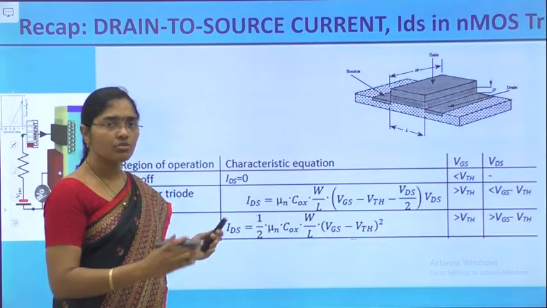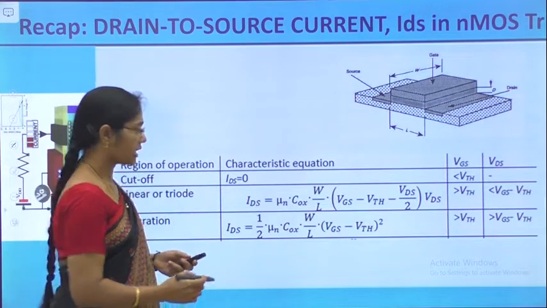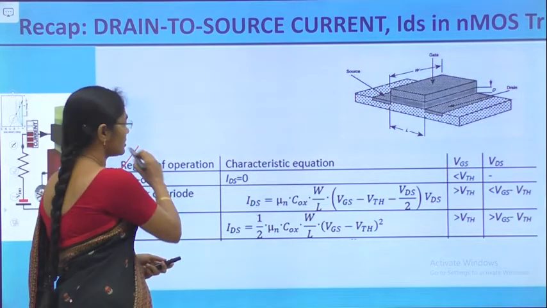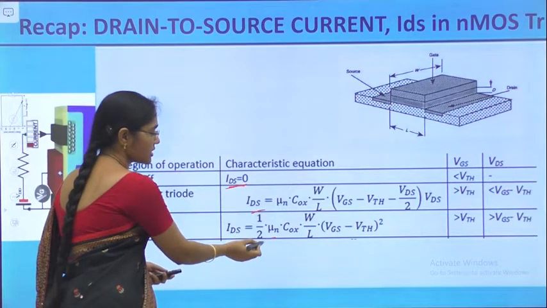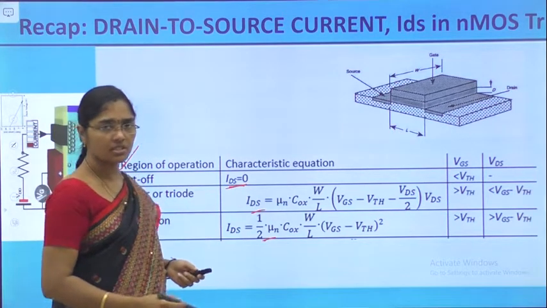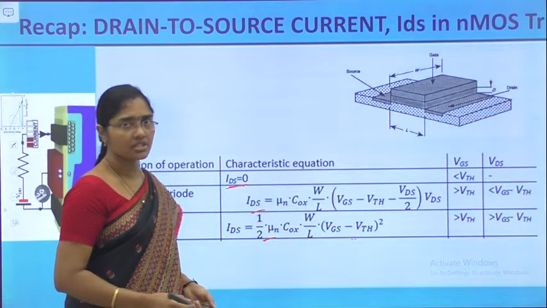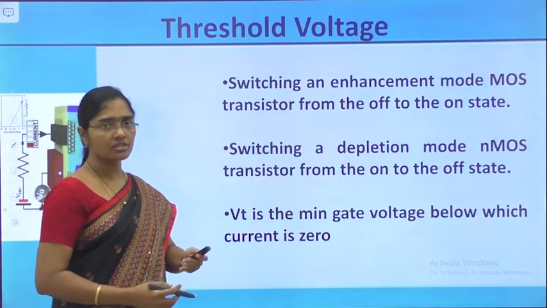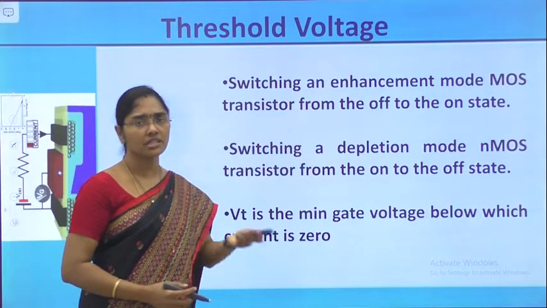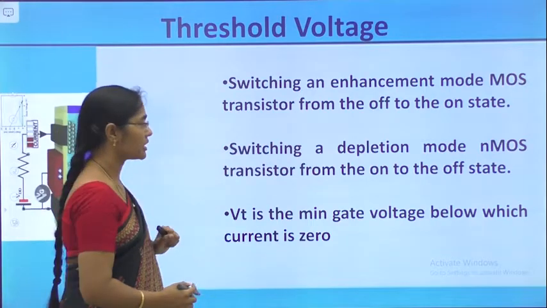Then as per those operations, we have derived the current equations. The current in the cutoff is 0, and it is given for the non-saturation and the saturation regions. All these we have seen in the previous lectures. Now let us see other parameters: VTH, transconductance, output conductance and figure of merit.